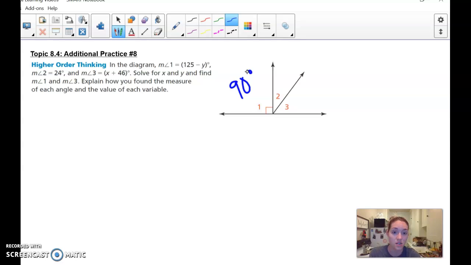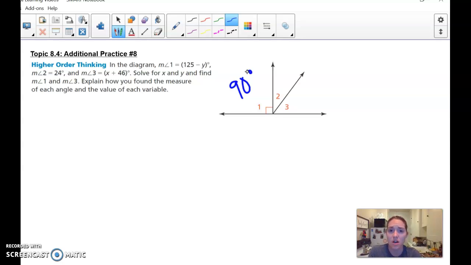And it looks to me like the measure of angle 2 and the measure of angle 3 together are also 90 degrees, which means the measure of angle 2 and the measure of angle 3 are complementary and they equal 90 degrees. And I think the third piece that I find interesting is that the measure of angle 1 plus the measure of angle 2 plus the measure of angle 3 should together all equal 180 degrees because angle 1, 2, and 3 are supplementary.